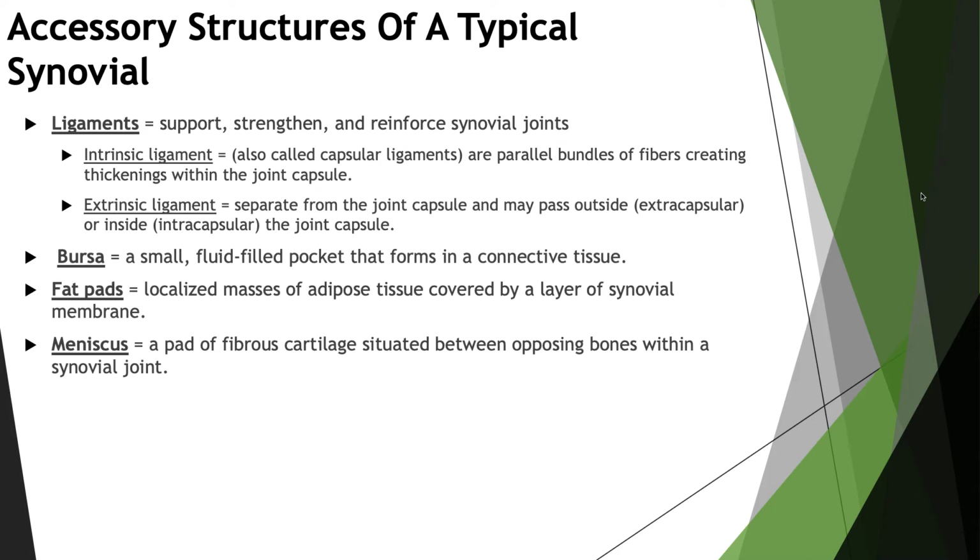You also have a meniscus, which is a pad of fibrous cartilage situated between opposing bones within a synovial joint. Menisci may subdivide a synovial cavity, channel the flow of synovial fluid, or allow for variations in the shape of the articular surfaces.